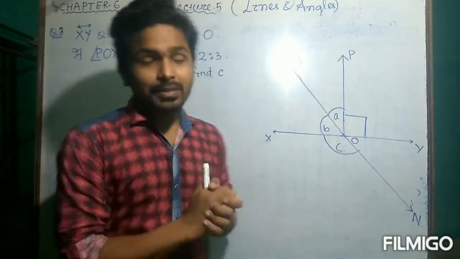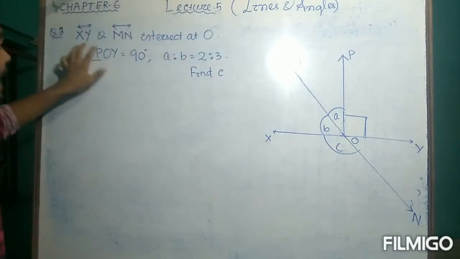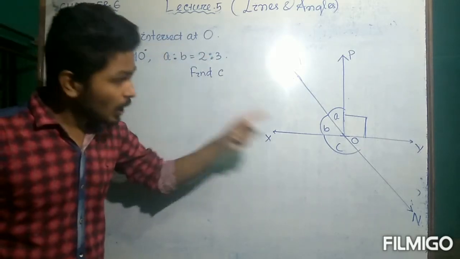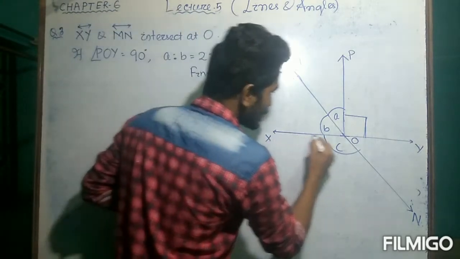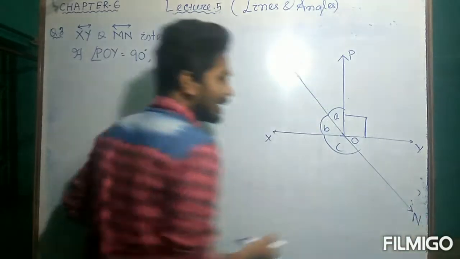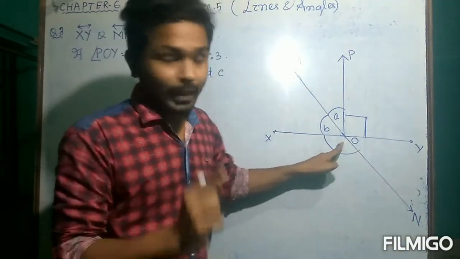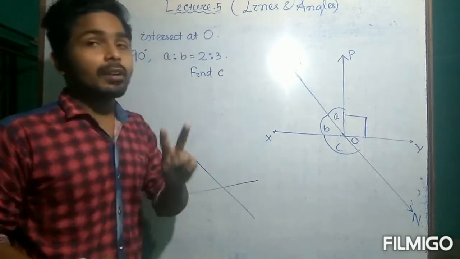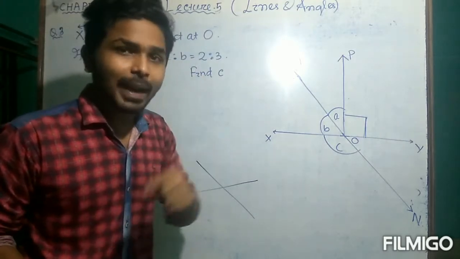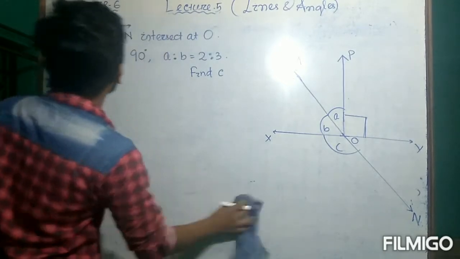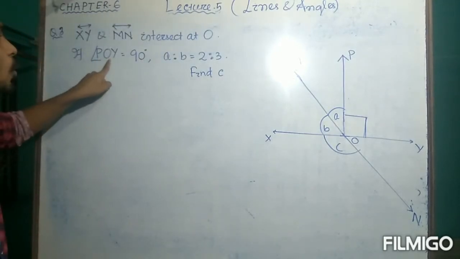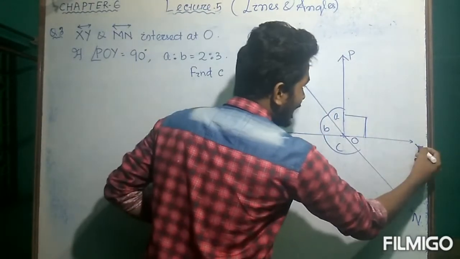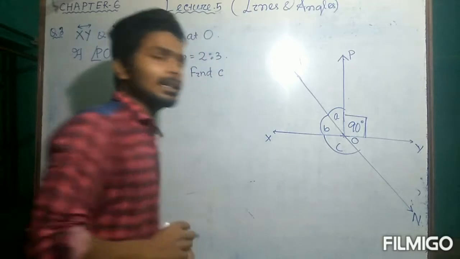So our next question is question number 3. In question number 3 it is given that XY and MN are two straight lines which intersect each other at a point O. Look at the figure. In this figure, the straight line XY and the straight line MN intersect each other at a point O. As you know, whenever two straight lines intersect each other at a common point, then two pairs of vertically opposite angles are formed. This has to be kept in your mind, right? Next thing, the angle POY is equal to 90 degree. This angle is 90 degree.